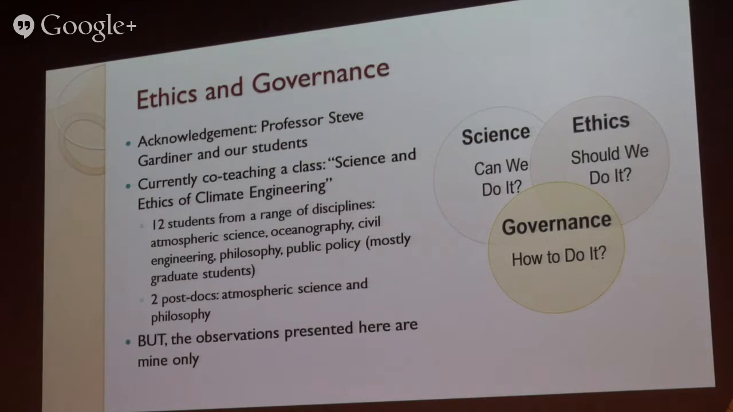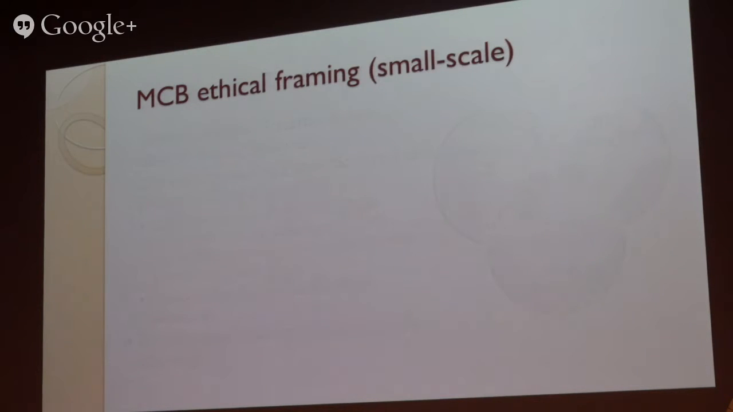Let me say a few things about ethics and governance. I want to acknowledge the fact that I have learned a lot in the last 10 weeks. I am co-teaching a class at the University of Washington with Steve Gardner. We have 12 graduate students and 2 postdocs, and we are doing science and ethics together, and I've sort of jiggered up this little diagram to the way we think about the problem in the class and have been exploring it. I know it's very simplified, and we can talk a lot about that. The observations which I'm going to present here are mine. One of my students is actually keeping track of comments that Steve and I have made because she finds it amusing that we don't agree with each other, and it shows up during our class discussions.